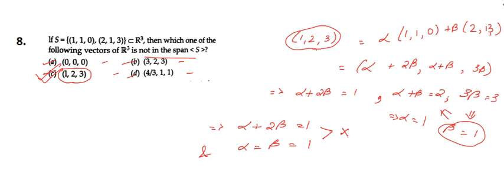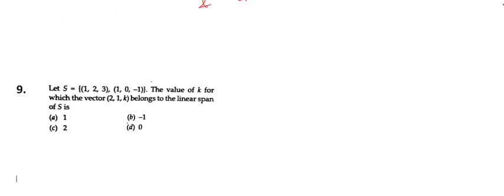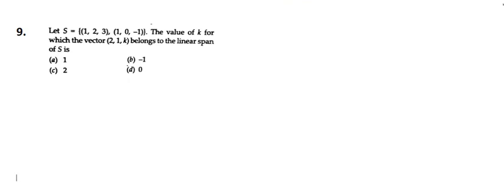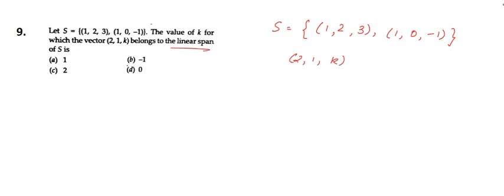Now let's move to question number 9. So here is our question number 9. It says let S equal to {(1, 2, 3), (1, 0, -1)}. The value of k for which the vector (2, 1, k) belongs to the linear span of S is. So let's solve this. Here we have S equal to {(1, 2, 3), (1, 0, -1)}, and we have a vector (2, 1, k) which belongs to the linear span of S.